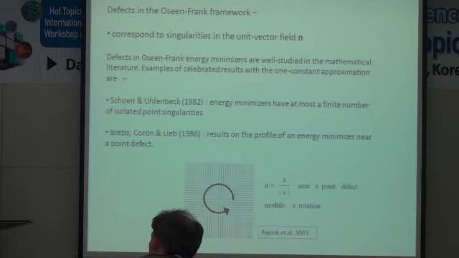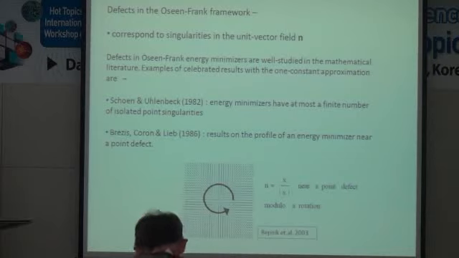And if you restrict yourself to the harmonic map case or the one constant case, although I think there are results in the three constant case by Hardt, Kinderlehrer and Lin, then defects are actually very well studied in this reduced case of the Oseen-Frank, if you like, because there are rigorous results on the number of defects. So there are upper and lower bounds on the number of defects. There are results on the structure of the defects. What sort of unit vector field profile would you expect near a defect? There are results on the locations of the defects.